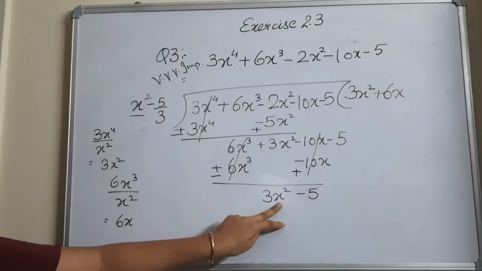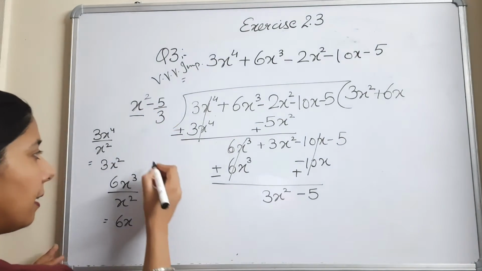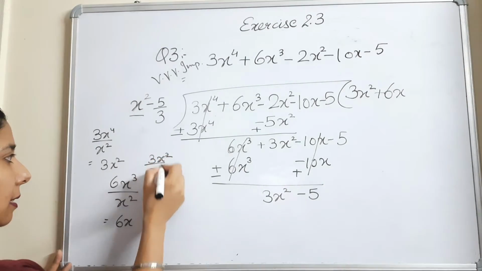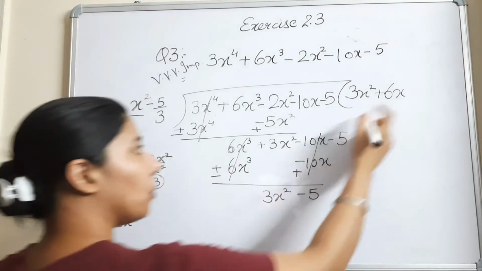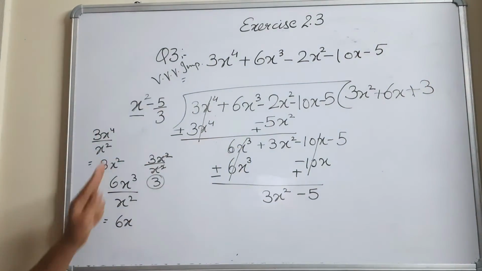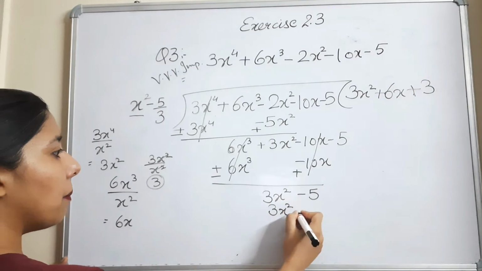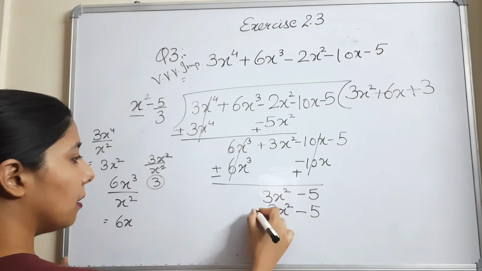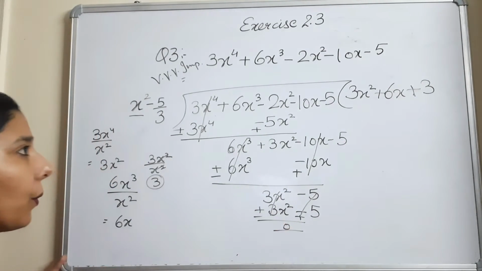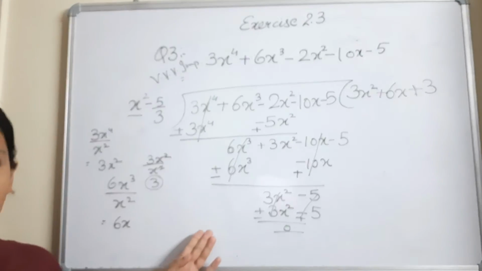Now for the last term we will focus on this and this only. So write it down as 3x square by x square. So your answer is 3. So the next term will be plus 3. Write it like this. Now multiply 3 here. You will have 3x square minus 5. Now change the signs. They both cancel each other and the remainder is 0. Now this is the second part of the solution of this question number 3.